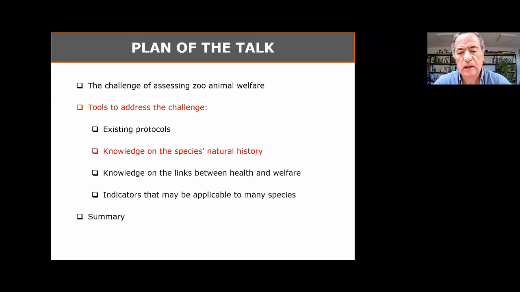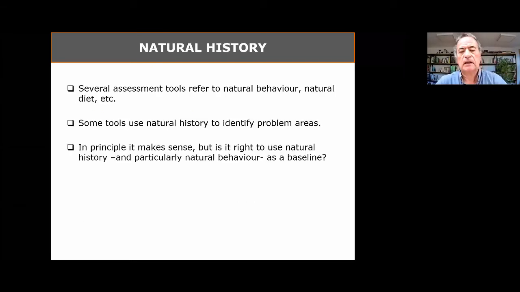And more precisely, to what extent is our knowledge of the natural history or the natural behavior of the animal in question relevant? Now, the truth is that several assessment tools refer to natural behavior, natural diet, and so on. And some tools even use natural history to identify problem areas. When there is a gap, a significant difference between natural history, natural environment, natural behavior, and conditions in the zoo or in the aquarium, some tools point to that as a possible welfare issue.